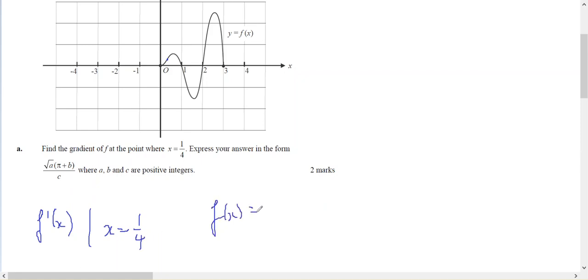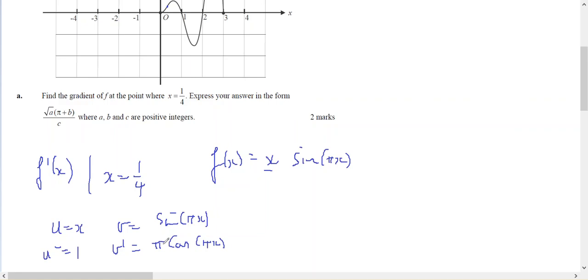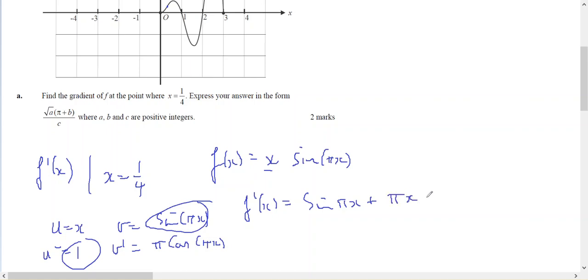So f of x equals x times the sine of pi x. Now the derivative of this is going to be a product rule because I've got x here and I've got x inside the sine. So u is equal to x, so u dash equals 1, and v equals the sine of pi x, which means that v dash will be the derivative of sine, the cos of pi x, and the derivative of the inside of the chain is pi. So f dash of x will be this times this, the sine of pi x, plus pi x times the cos of pi x.